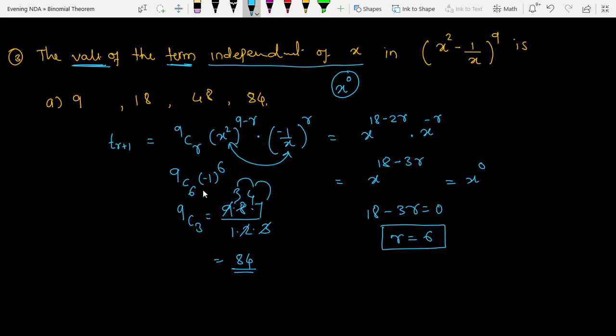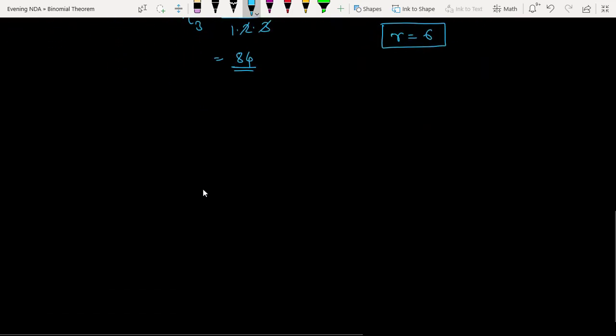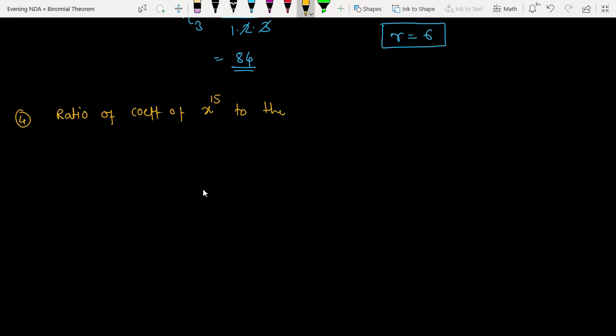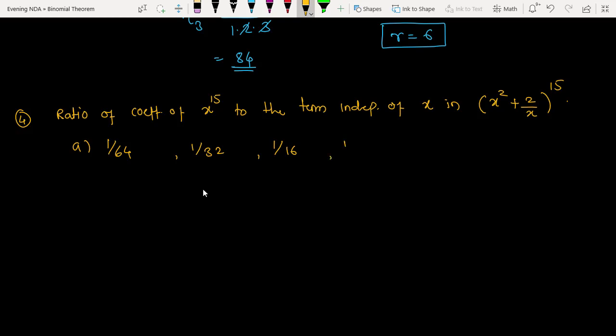Oh, okay. So there is one more question. You may get a question like this also. Fourth one. What is the ratio of the coefficient of x to the power 15 to the term independent of x in (x square plus 2 by x) to the power 15. This is what your question is, and your options are like this: 1 by 64, 1 by 32, 1 by 16 and 1 by 4.